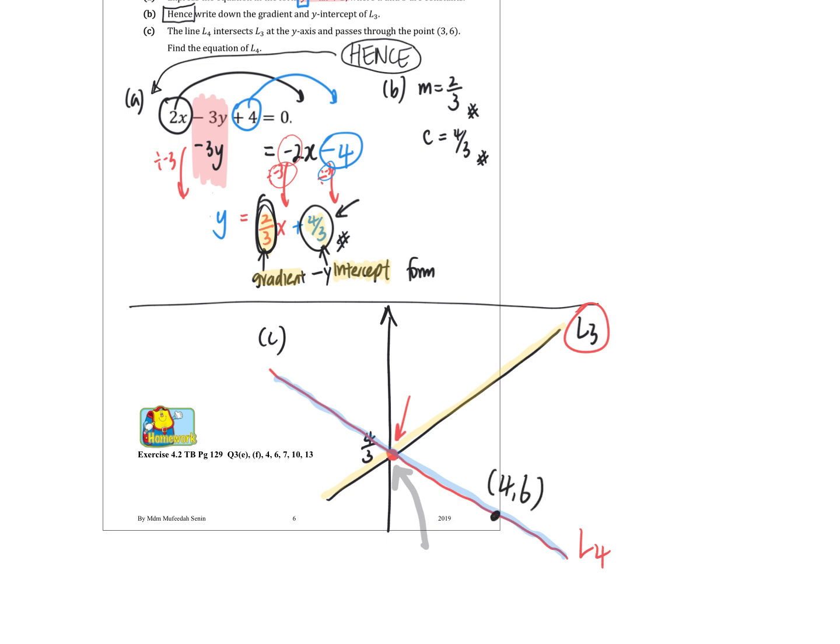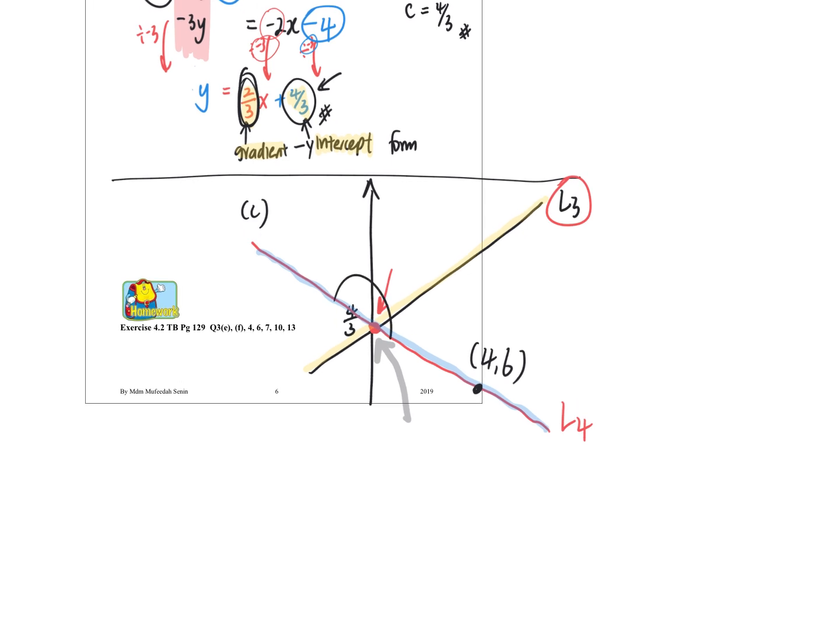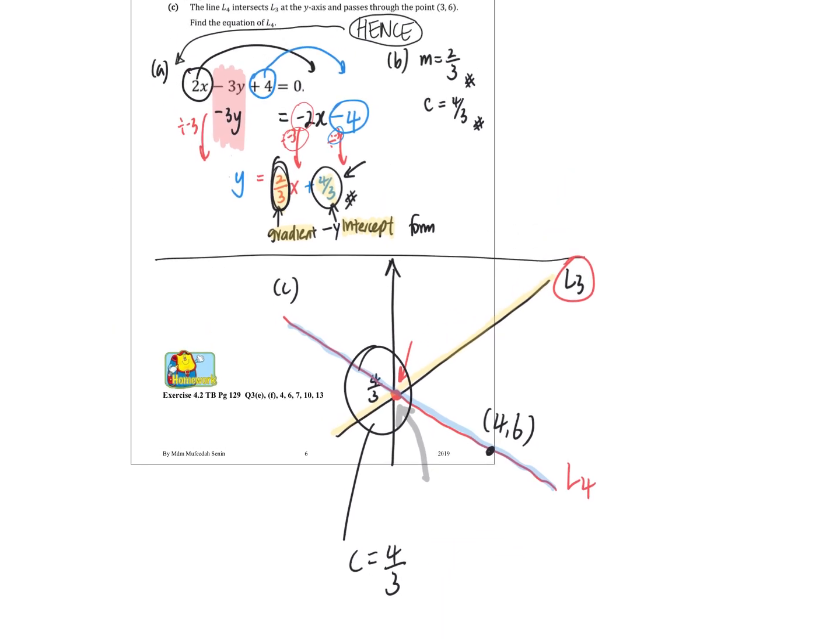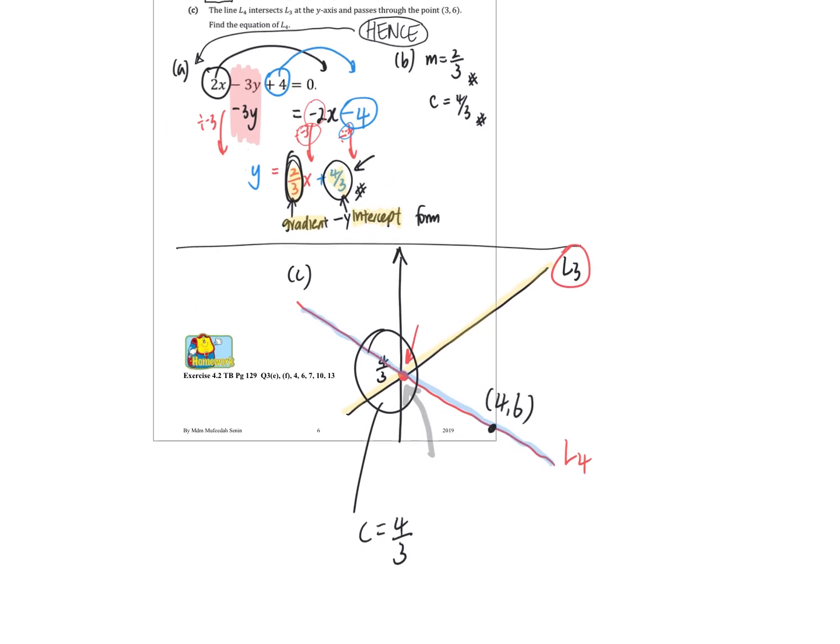So what I know about line 4 is I know its y-intercept is 0, 3. Where 3? Oh, okay. Yes. You are wide awake. Okay, so 3, 6. So I have the y-intercept. I'm not sure of the gradient. So to find the gradient, I need 2 points on the line. So this is 1 point. I need the coordinate of this point.